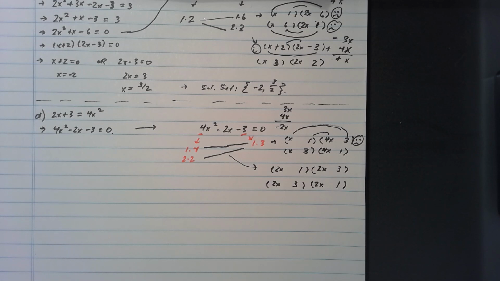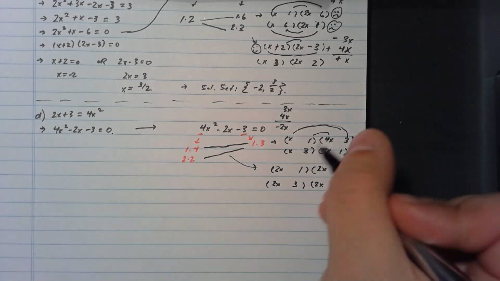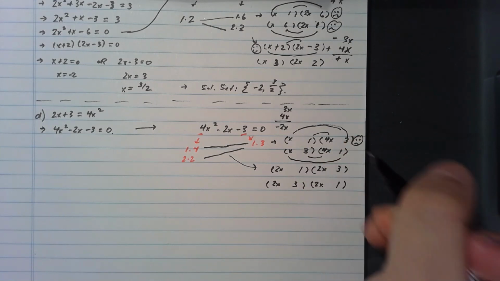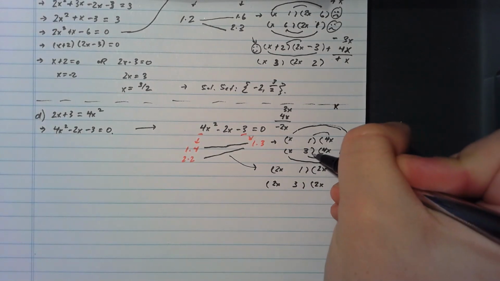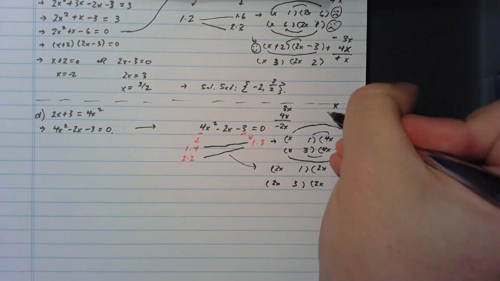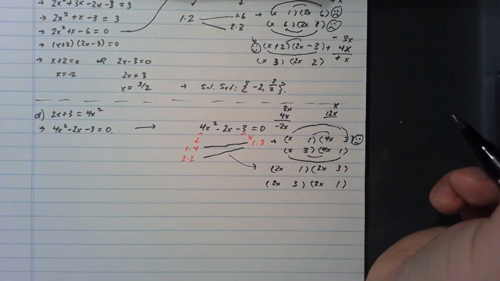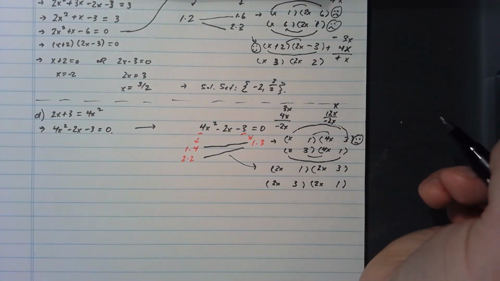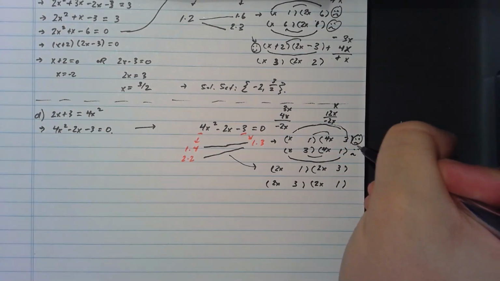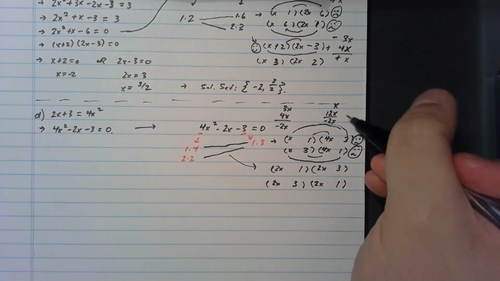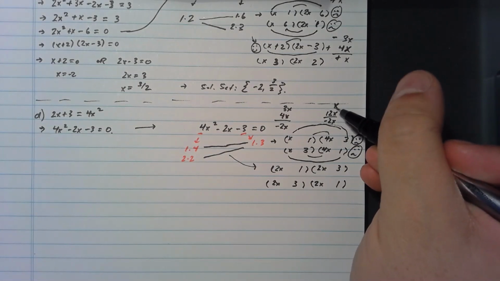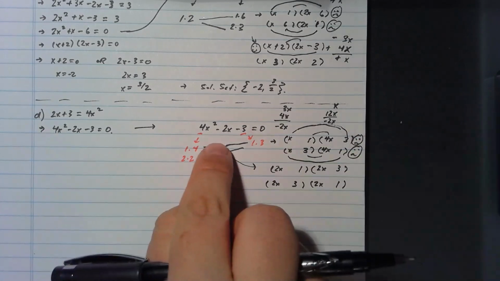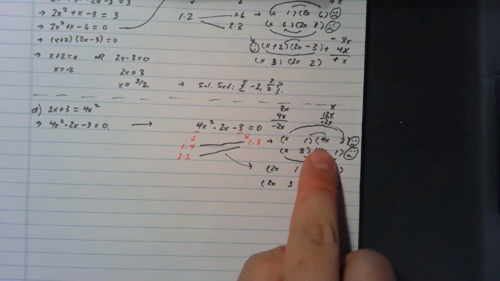What about the next one? That's going to be x. 3 times 4x is 12x. Would I be able to get 2x, or negative 2x, from that combination by adding them together? No. x plus 12x is 13x, or x minus 12x is negative 11x. I'm never going to get 2x from that. That's not going to work.